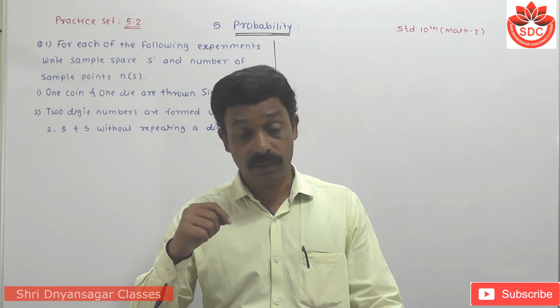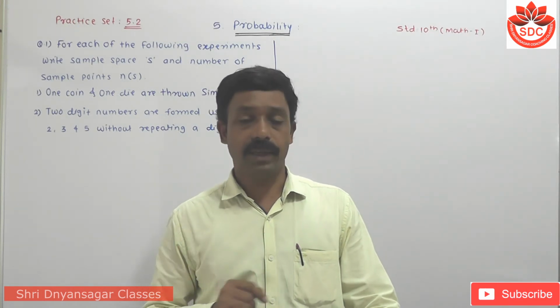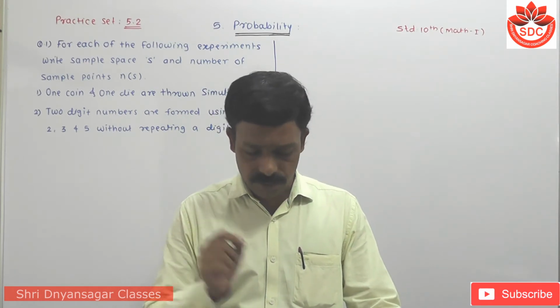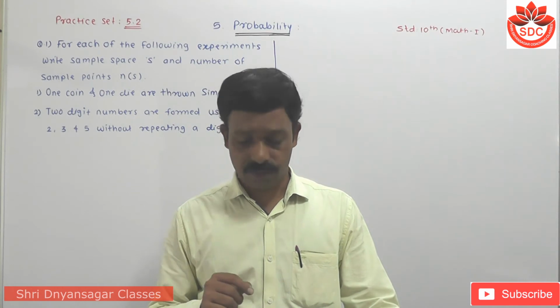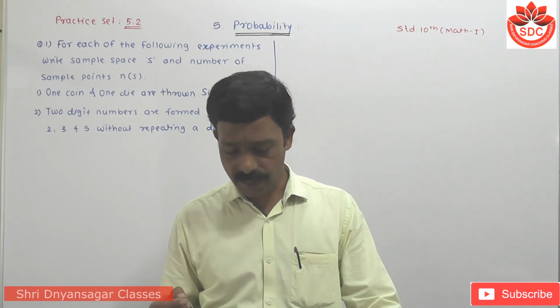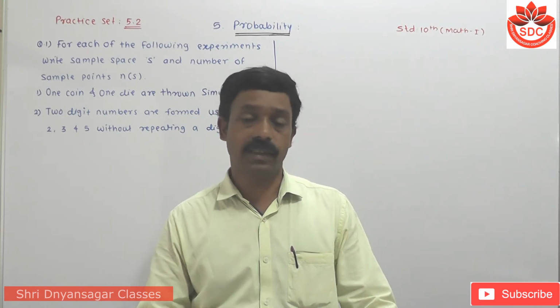Students, keep in mind that the sample space for a coin tossed twice is the same as for two coins tossed simultaneously, and the same for 3 also. And the sample space for a die rolled twice is the same as for two dice rolled once, meaning simultaneously.